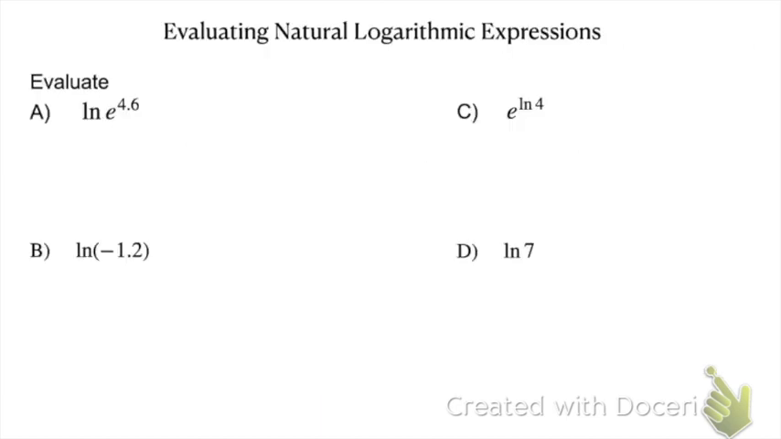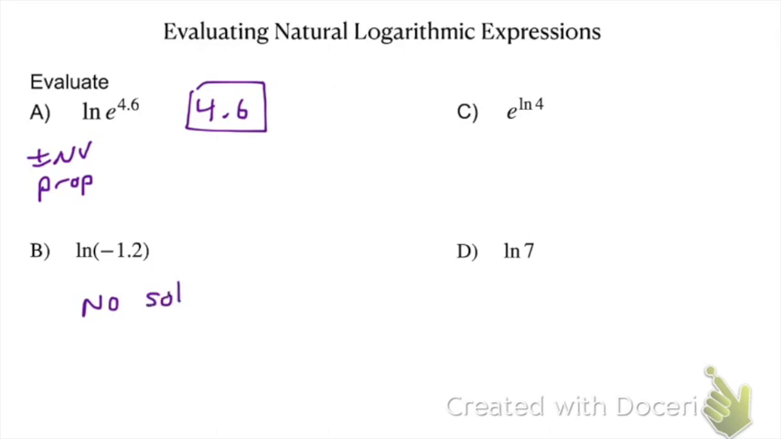So ln of e to the 4.6: since ln has a base of e, we just get back our exponent, 4.6. This again is using our inverse property. Just letting you know how we're getting these. For b, we have the ln of negative 1.2. We cannot take the natural log of a negative number or 0, so this has no solution.